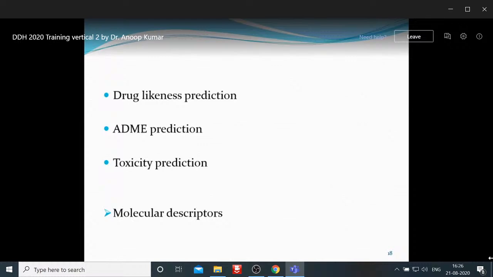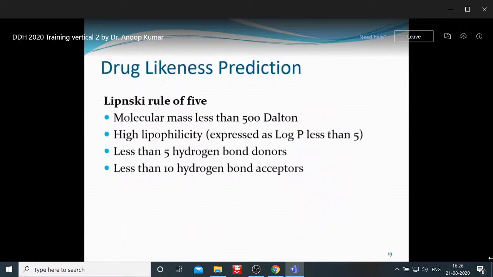And well known is QSAR studies. If you go through a DDH training program, you will find many detailed lectures about QSAR studies, where you will learn how to calculate these molecular descriptors, how to create a model on that basis, and then validate it for predictions. For drug likeness prediction, when you submit your molecule for ADME prediction, you will get various values like molecular weight and log P values. It will tell you the number of hydrogen bond donors and hydrogen bond acceptors in that molecule. All of these tell us about the Lipinski rule of 5.